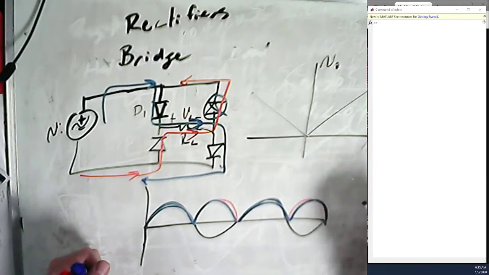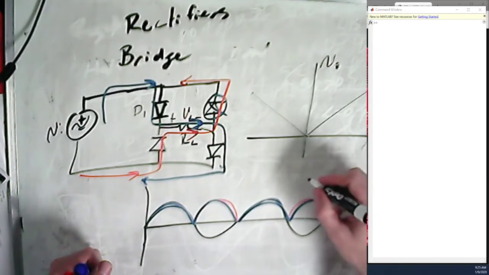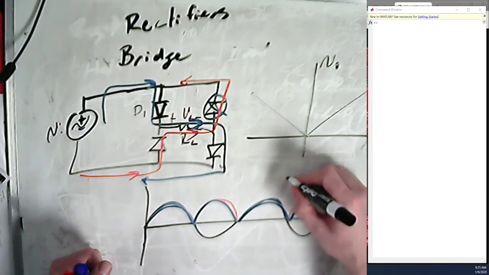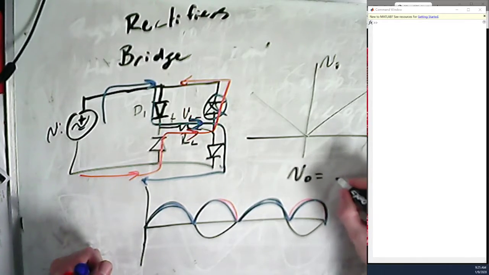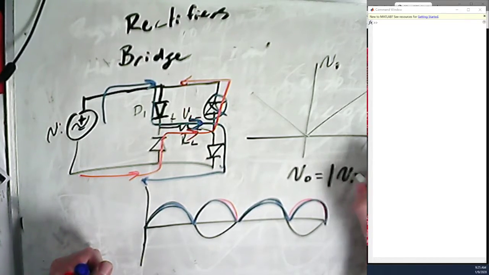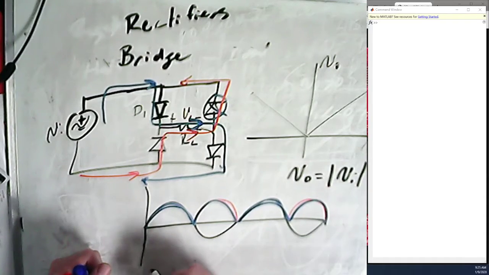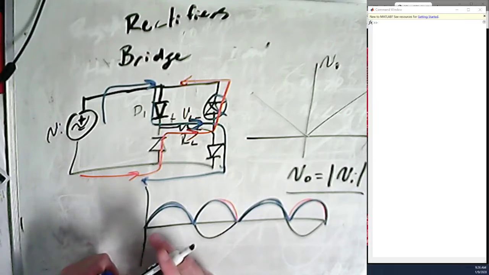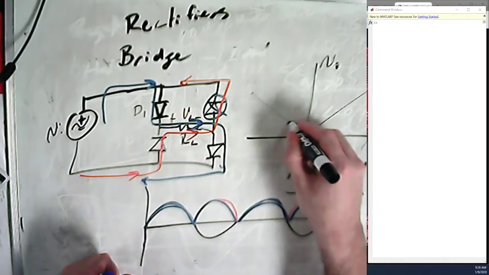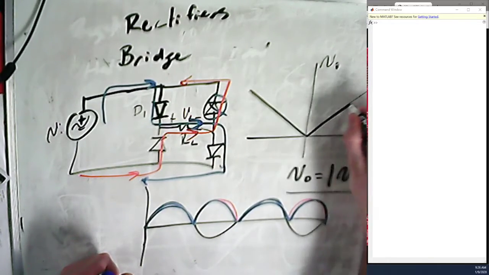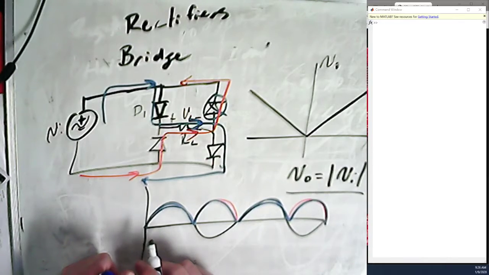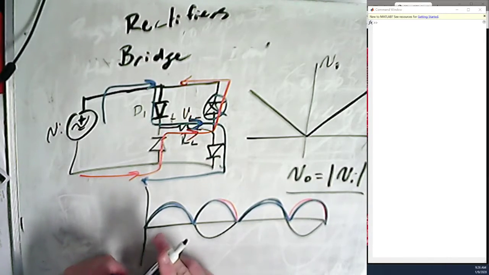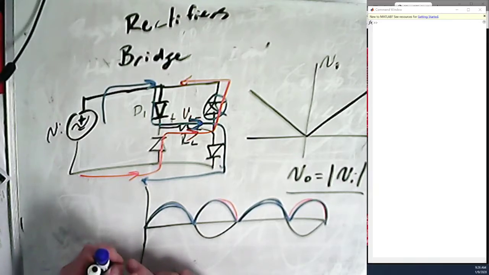It looks just like this, and mathematically we can actually describe this pretty easily. V out is equal to... we've done nonlinearities, and this line is negative 1 to 1, this one is positive 1 to 1, and so that's what a bridge rectifier does for us.